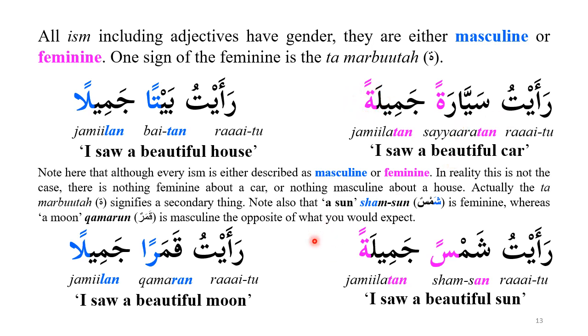All right. Now you see, if I write this, ra'aitu shamsan jamilatan. So shams, because this is a feminine word, must have the ta marbuta on this adjective. And ra'aitu qamaran jamilan would mean, I saw a beautiful moon. Because the moon is a masculine word, it will have this extra alif. Alif is a marker for a man because of the obvious similarity with the male sex organ, as I have told you in my earlier videos.